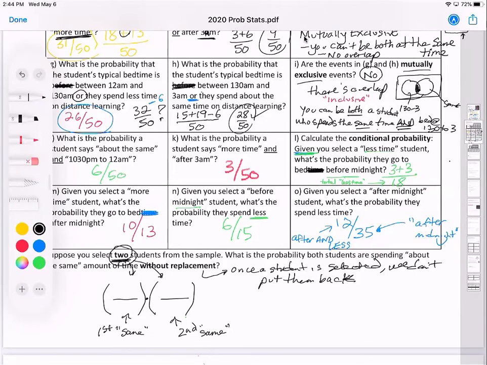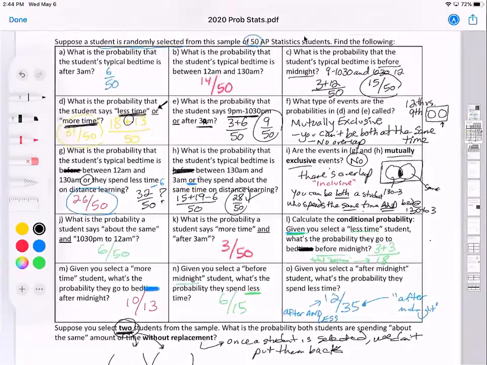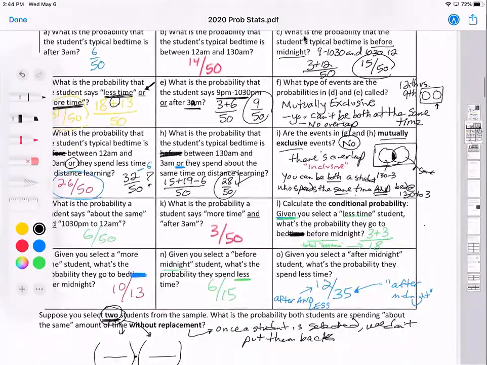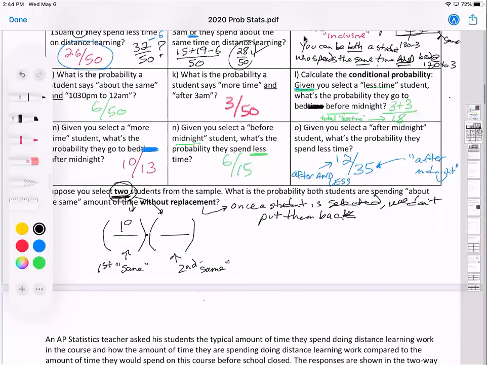So what's the probability that the first is going to be spending about the same amount of time? There are 19 students out of 50. This is not a conditional probability, so we use that 50 again. So 19 out of 50. Now, what's the next fraction going to be? Well, if we're not replacing the first student, that first student is represented right here. Now they're gone. They've been chosen. How many students do we have left to pick from? Well, there are 49 students left.